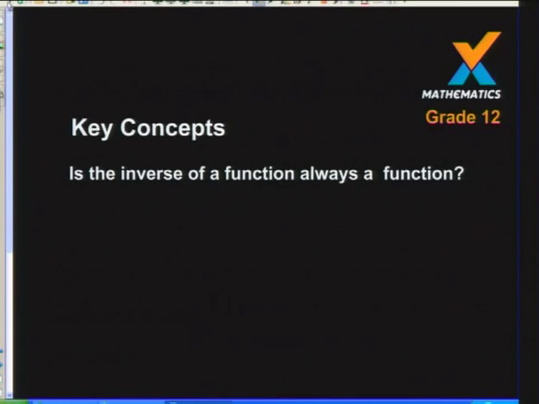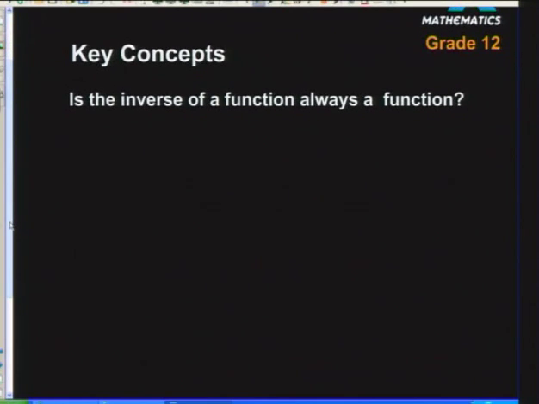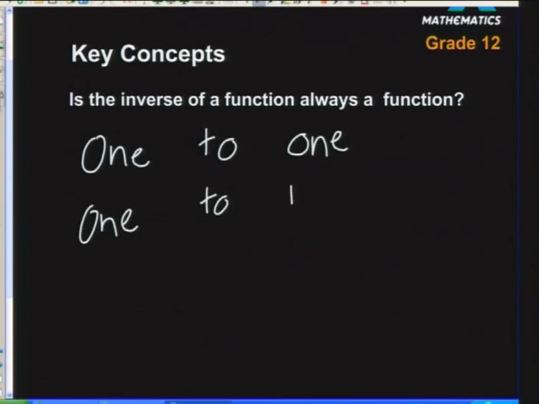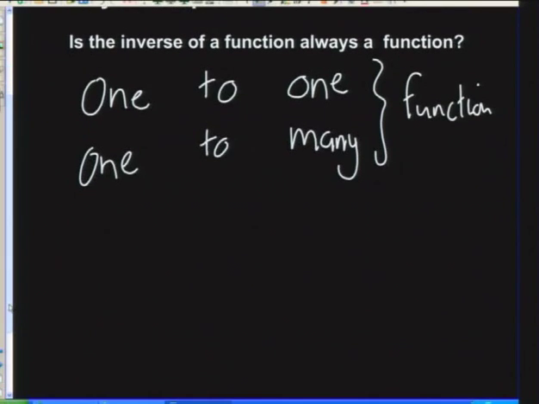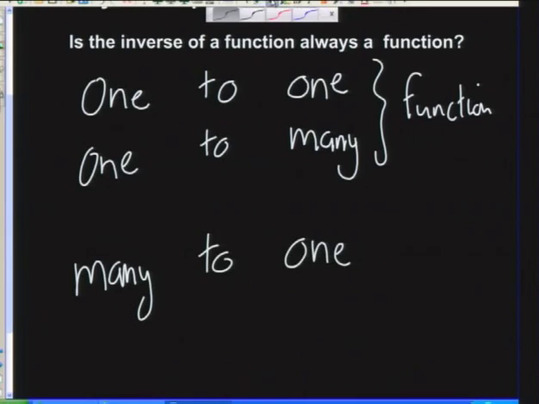Remember what we've said right in the beginning. We said that for something to be a function, it must be a one-to-one mapping or a one-to-many mapping. That will give us a function, right? Now, guys, if we happen to recognize that we've got a many-to-one situation, many-to-one, then we said that in itself will not be a function. We'll call that a relation.